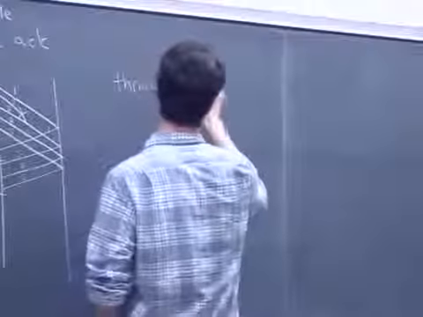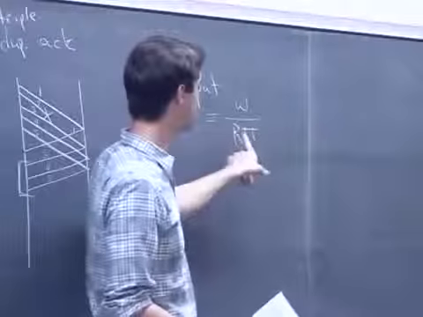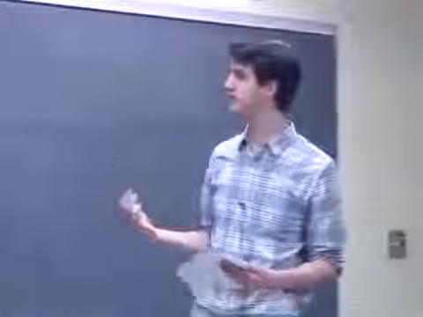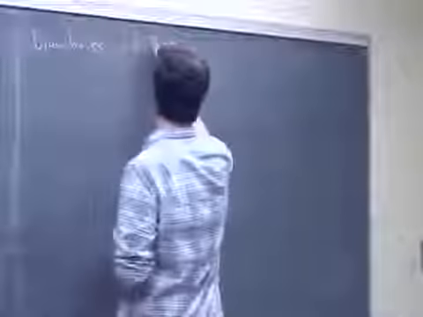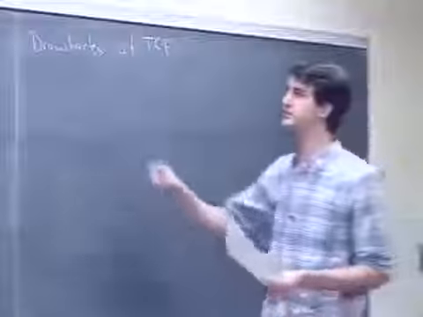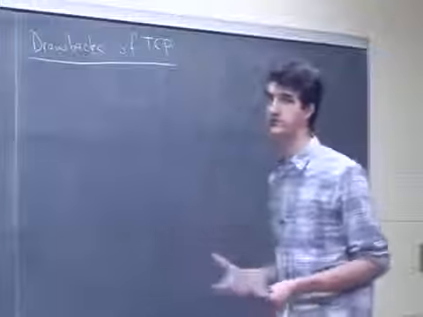All right, so the window size is the number of unacknowledged packets you can have, and it's related to the throughput, but your throughput does depend on the round trip time. All right. So last time we ended with some analysis of TCP, and so we're going to continue that, and we're going to go over the drawbacks of TCP now. All right, so there's several, and we're going to go into a bunch of these.